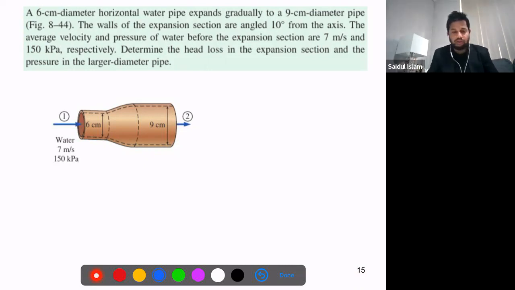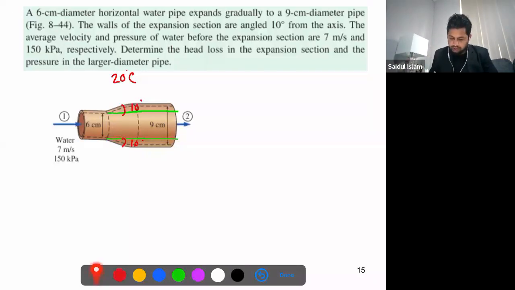For this problem, we have a 6 centimeter diameter inlet pipe, and the outlet pipe diameter is 9 centimeter. It's given in the question. Basically, if there is no expansion, the pipe should be like this. What we can see is the walls are expanded, and the walls of the expansion section are angled 10 degrees from the axis. So this is 10 degree and this is 10 degree. So we have a 20 degree expansion, from the theories I was showing you in that chart just a couple of minutes back.